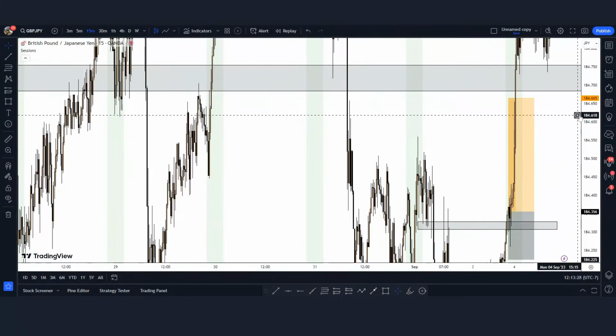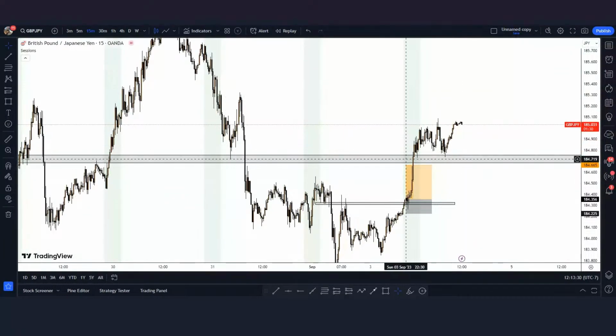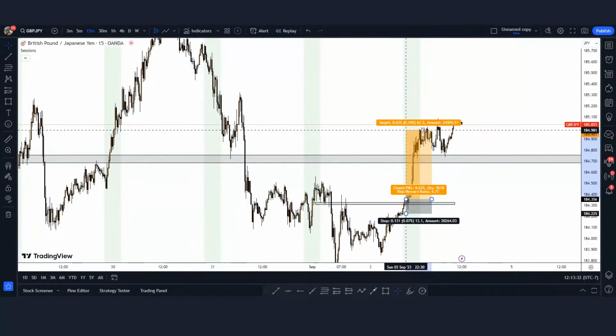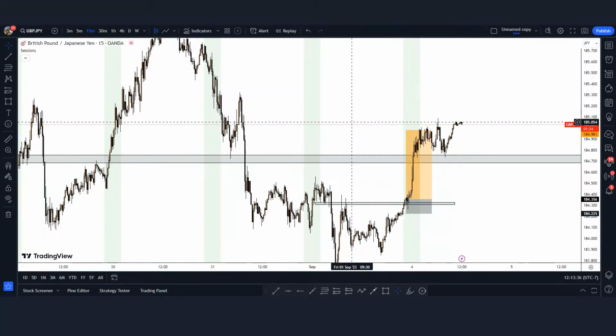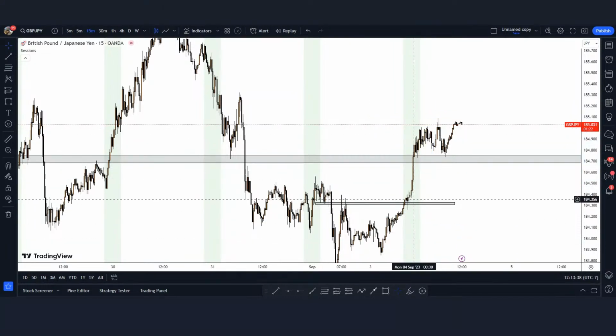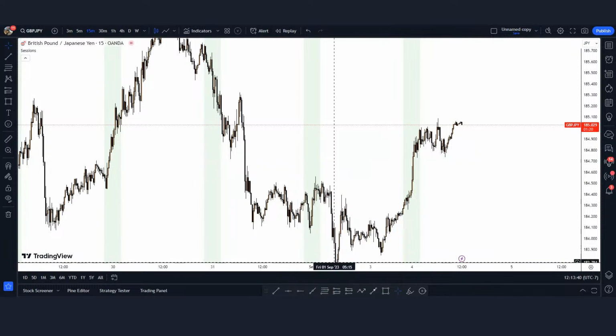And then just targeting high structure, so this supply zone area. And that would have given you like a 1 to 4.75 or 1 to 4. And that's essentially it. You know what I'm saying? That's essentially all I'm doing.